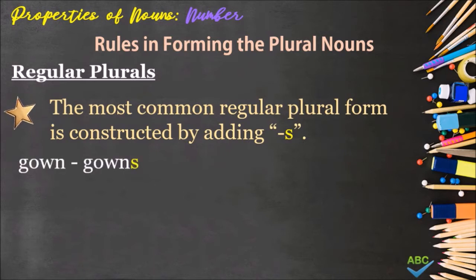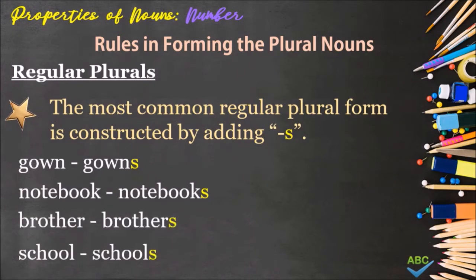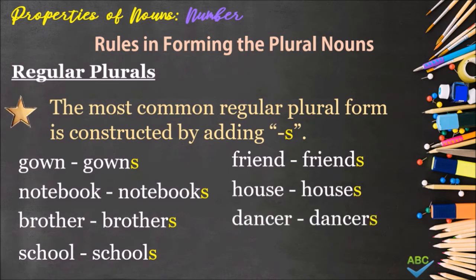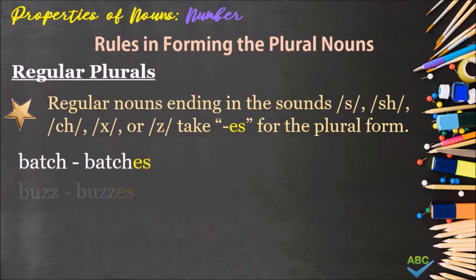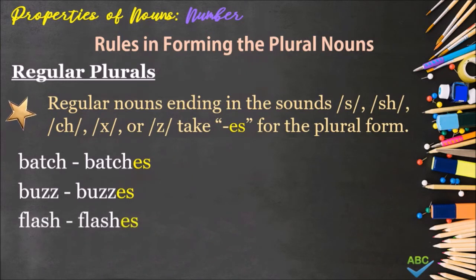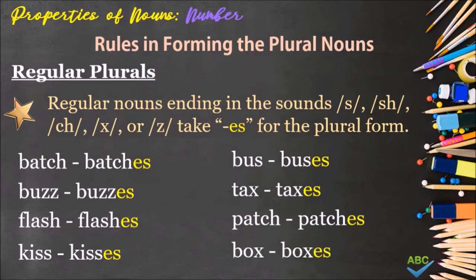For example, gown, gowns, notebook, notebooks, brother, brothers, school, schools, friend, friends, house, houses, dancer, dancers, clock, clocks. Regular nouns ending in the sounds s, sh, ch, x, or z take es for the plural form. For example, batch, batches, buzz, buzzes, flash, flashes, kiss, kisses, bus, buses, tax, taxes, patch, patches, box, boxes.